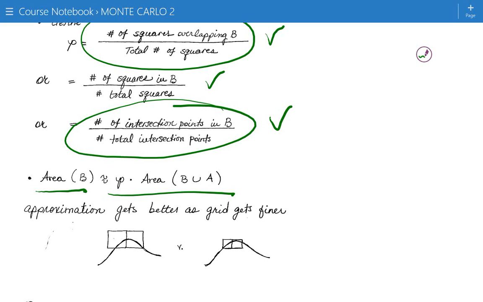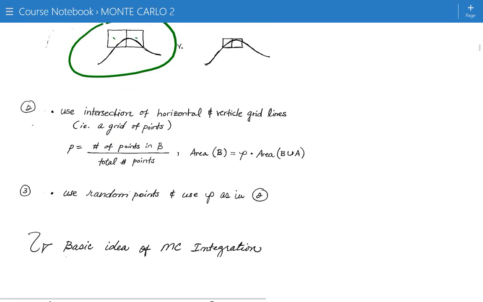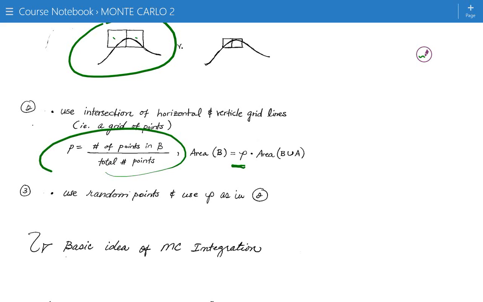Approximation gets better as this grid gets finer. You can see in the sense of overlapping, as the grid gets finer, here we've got larger boxes, as it gets finer, we would be able to chop up and get a much finer resolution as to the number of boxes relative to the overall number of boxes that overlap the area B. And again, if we use our intersection, same thing. We would take the proportion generated by that equation, multiply it by the overall area, and that's going to give us an estimate here of the area of B.